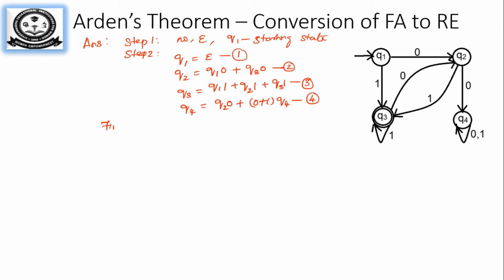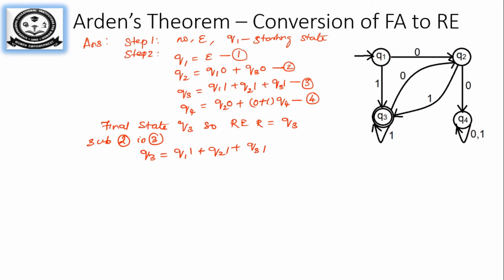Now in this, our final state is Q3. So our regular expression R will be equal to the equation of Q3. So we will start with the summation. We are going to find Q3 here. Q3 has Q1, Q2 and Q3, so I have to find the value for Q1 and Q2. First, let me substitute the second equation in the third equation. So let me write the third equation first for our understanding. Q3 is equal to Q1 of 1 plus Q2 of 1 plus Q3 of 1. Here instead of Q2, I am going to substitute the second equation. So first I will write Q1 of 1 plus the second equation, Q1 of 0 plus Q3 of 0, into 1, plus Q3 of 1.